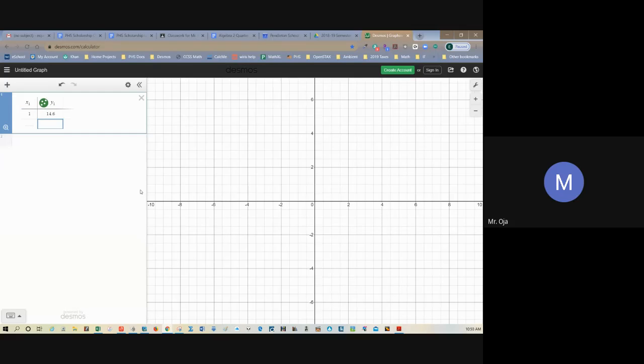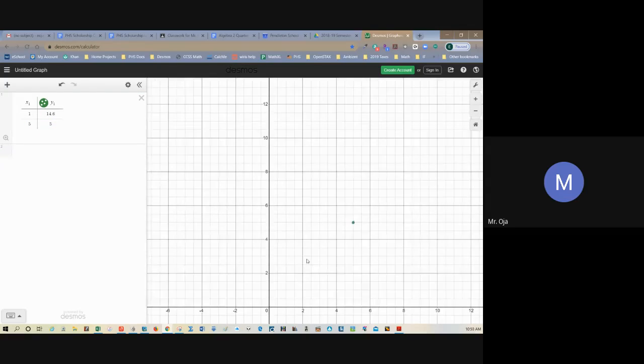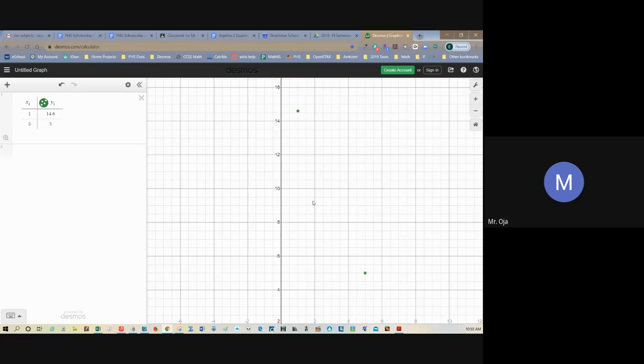And then we had 5.5. Okay, so one thing, look what it does. It shows you right away. It graphs those 2 points, which is kind of nice.